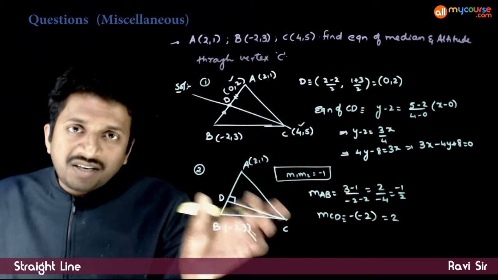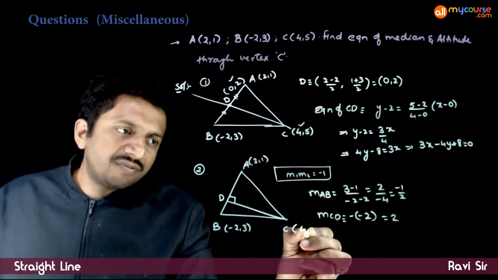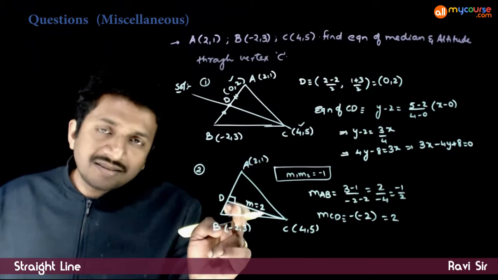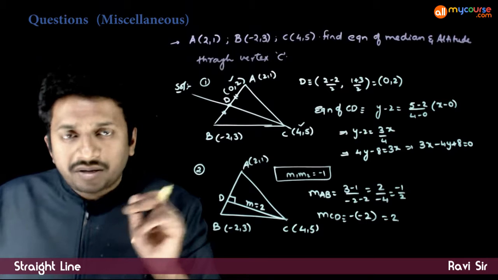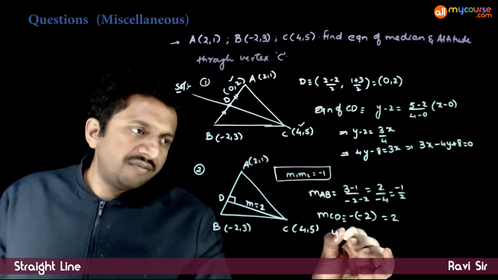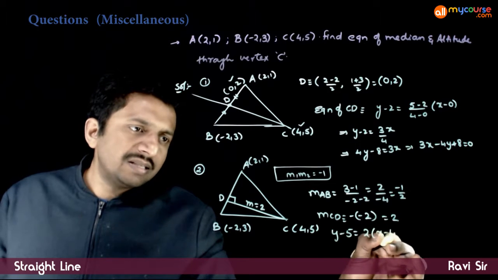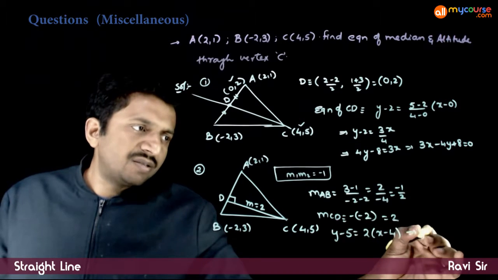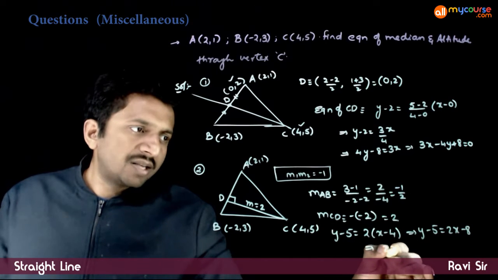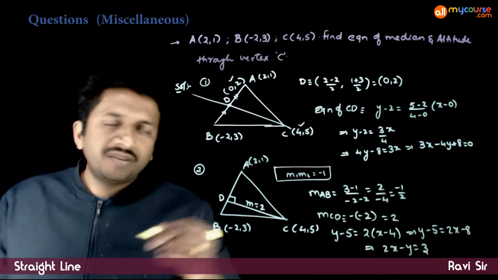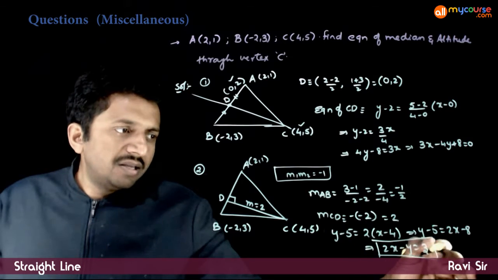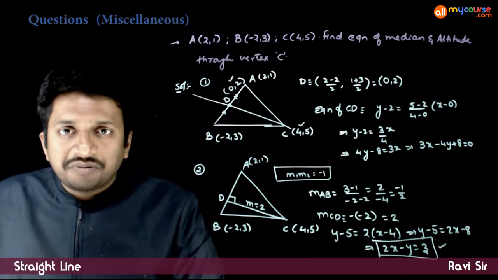That means the slope of CD is 2 and the point C is (4, 5). Hence, by the point-slope form, you can find the equation. So y minus 5 is equal to 2 times (x minus 4). This implies y minus 5 is equal to 2x minus 8. This implies 2x minus y is equal to 3. So this will be the required equation. Thank you.